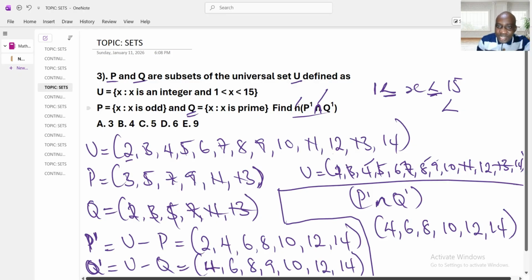The question now said that we should look for n, the number of elements in that set, our final answer. How many elements are there? 1, 2, 3, 4, 5, 6. We have 6 elements, which represents n, the n the question said that we should look for. Our final answer is 6. Do you have 6 there? Option D is our final answer. Let's move to the next question.